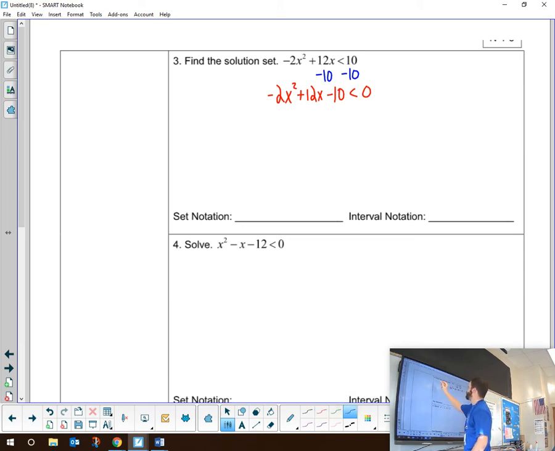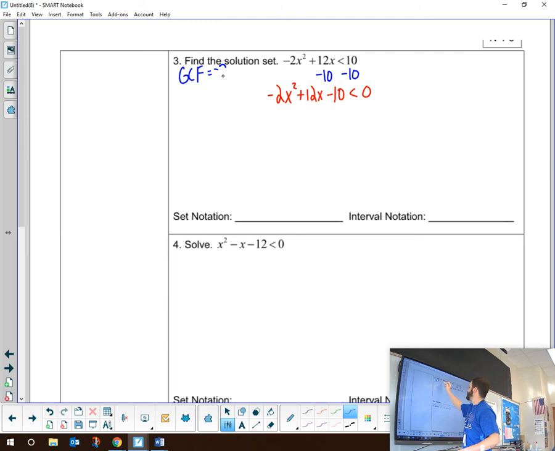First step in factoring is looking for my GCF. My GCF on this one is a negative 2. I'm going to teach you a trick right now. If your GCF is a negative, you're going to flip the inequality sign. Okay? Just trust me on this. I know I told you in the past it's only when you divide both sides by a negative, but if your GCF is a negative, we're also going to flip it.